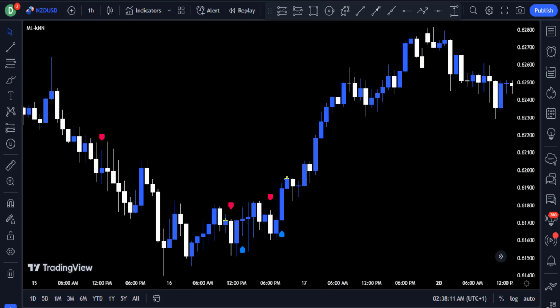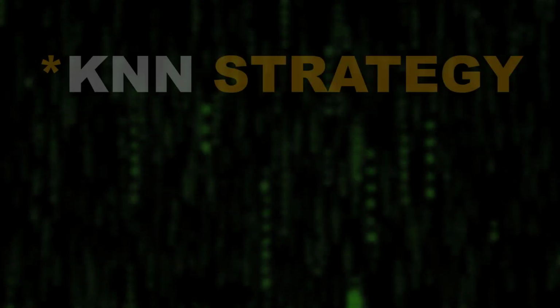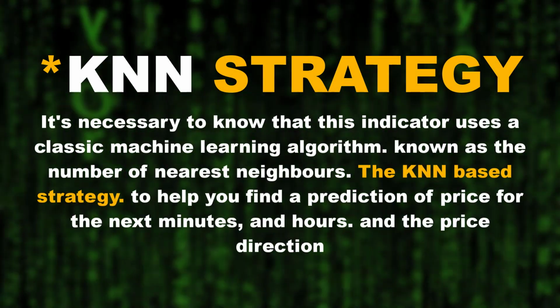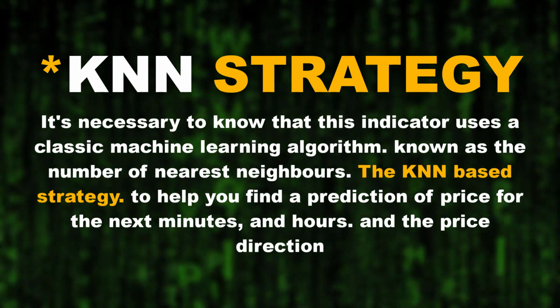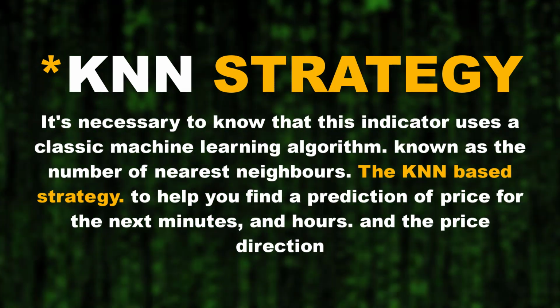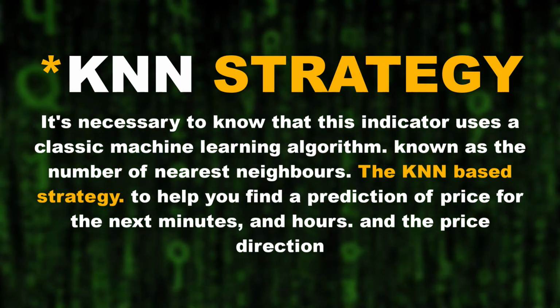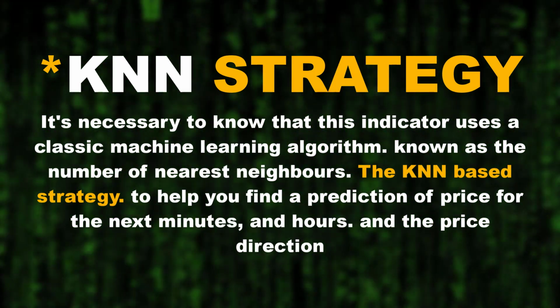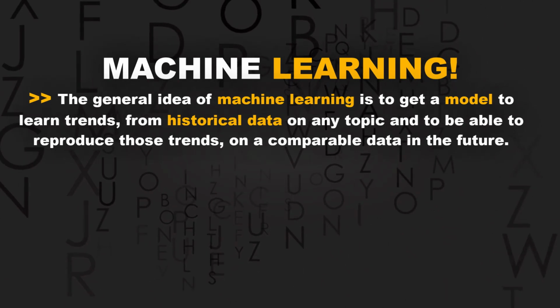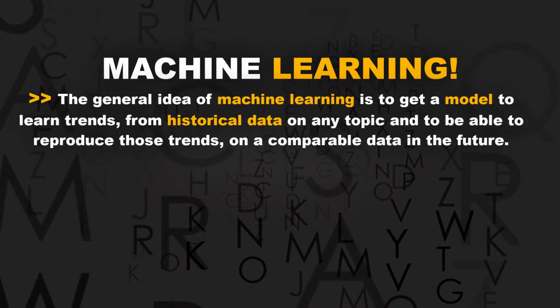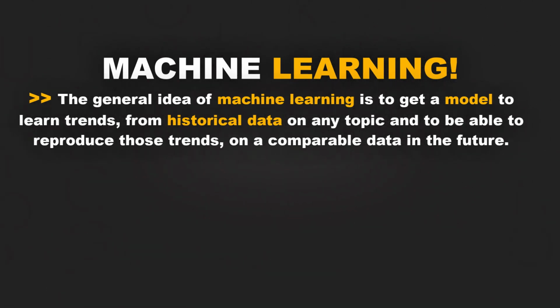Now let's go ahead and explain this indicator. It is important to know that this indicator uses a classic machine learning algorithm, known as the K nearest neighbors, the KNN, to help you find a prediction of price for the next minutes and hours, or even the next days and weekly market trends, and the price direction. The general idea of machine learning is to get a model to learn trends from historical data on any topic, and to be able to reproduce those trends on comparable data in the future.